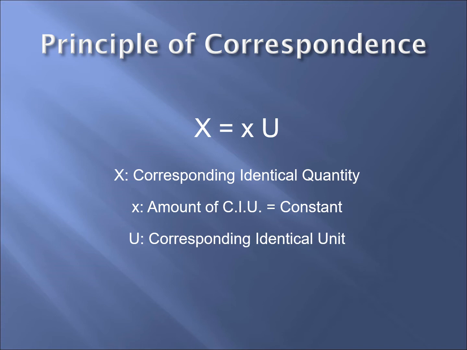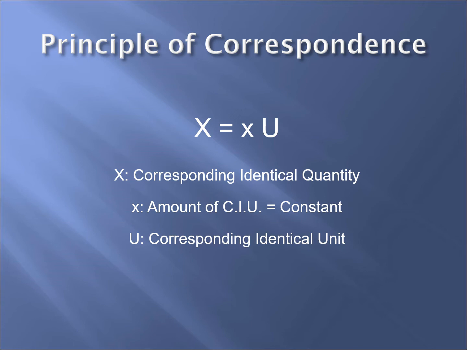Principle of correspondence can be explained as follows. Capital S equals small x times u. Capital S is the corresponding identical quantity. Small x is the amount of the corresponding identical unit, which is constant. And u is the corresponding identical unit.